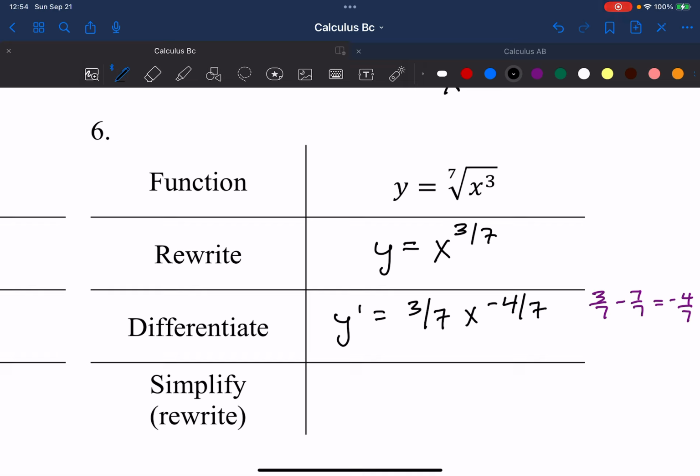Negative 4/7 is going to be written first in the denominator because it's negative. So first we would have y prime is equal to 3 over 7x to the 4/7. Well, x to the 4/7 is the same as saying the 7th root of x to the 4th. So this is 3 over 7 times the 7th root of x to the 4.